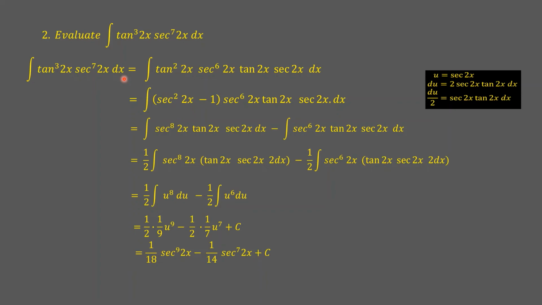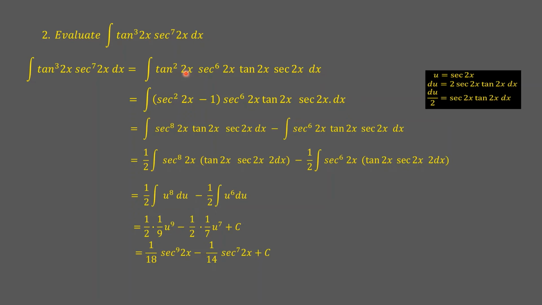we split off a linear factor from each of these, expressing the integral as the integral of tangent squared of 2x, secant to the 6th of 2x, times tangent 2x times secant 2x dx. Now, having done that, this factor involving a power of the tangent function is transformed, expressing it in terms of the secant function.